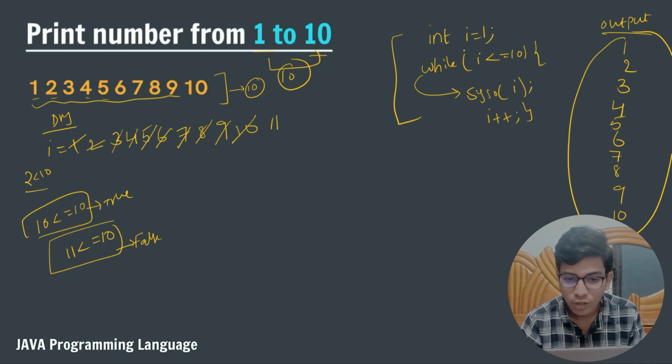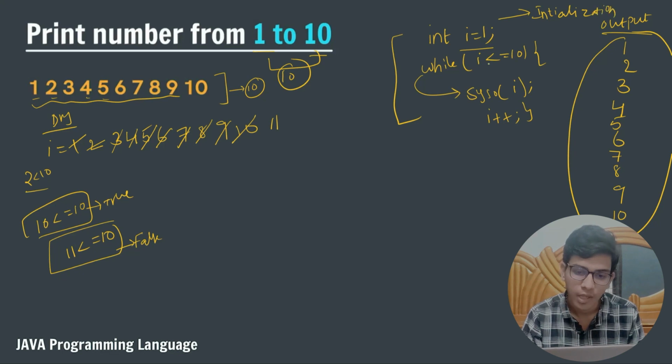So this i = 1 is known as the initialization step. I already told you the initialization step, and this is known as the condition step.